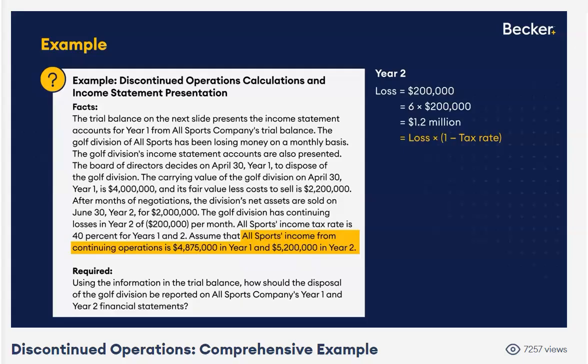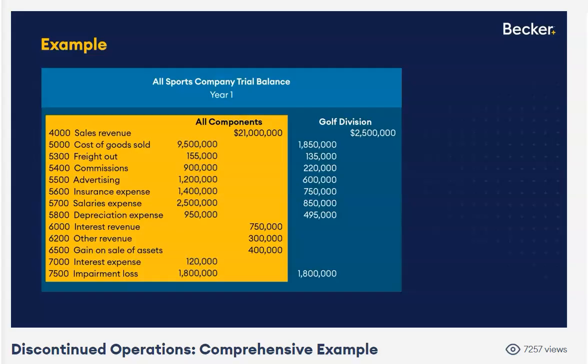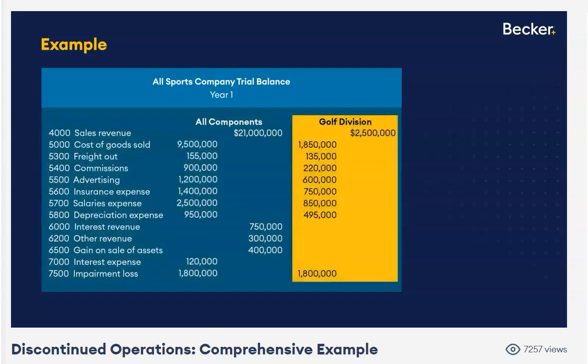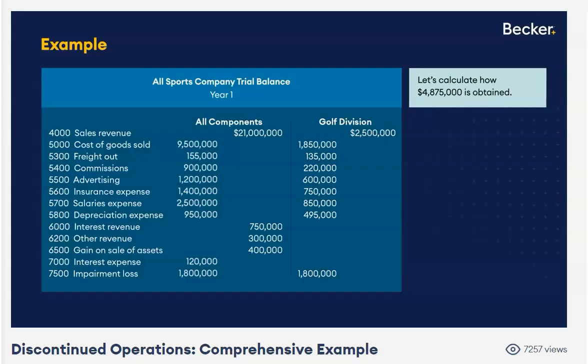Okay, so let's take a look. Trial balance, year 1. You ready? Notice on the left-hand side, this is year 1 only. We've got all the components, the total for this company, and then we've got the golf division, that major segment, to the right. First thing I would want to do is separate for the company, and what was the name of this company? All Sports Company, okay? The All Sports Company there. All components, you ready? I now want to calculate that $4,875,000 for myself.